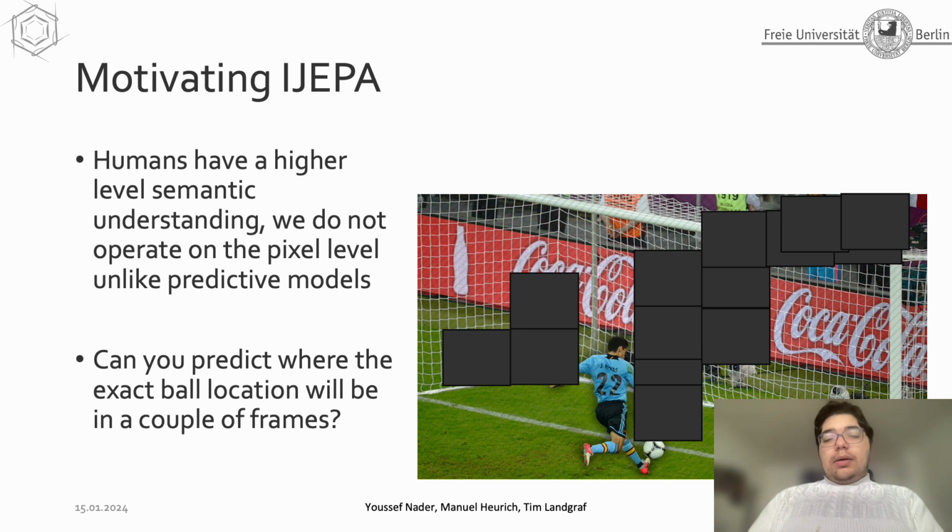So if you were to look at this image, and this is to motivate how we as humans don't really operate on the pixel level. We don't really operate on these very low level features. We usually have higher semantic features and higher semantic understanding. If you were to look at this image, for example, and you try to predict where exactly the ball will be in a couple of frames, well, you could probably think that, yeah, the ball is going to go into the goal, but where exactly?